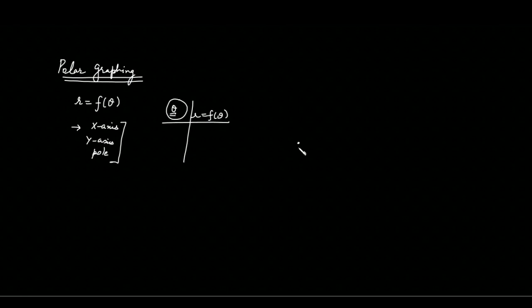Then we consider the pole and initial ray. We take a turn and cover the distance r, and by freehand we join all these points. We will draw the graph of the following function. So now just see an example. Let's suppose we have to draw the graph of r equals 1 minus sine theta.